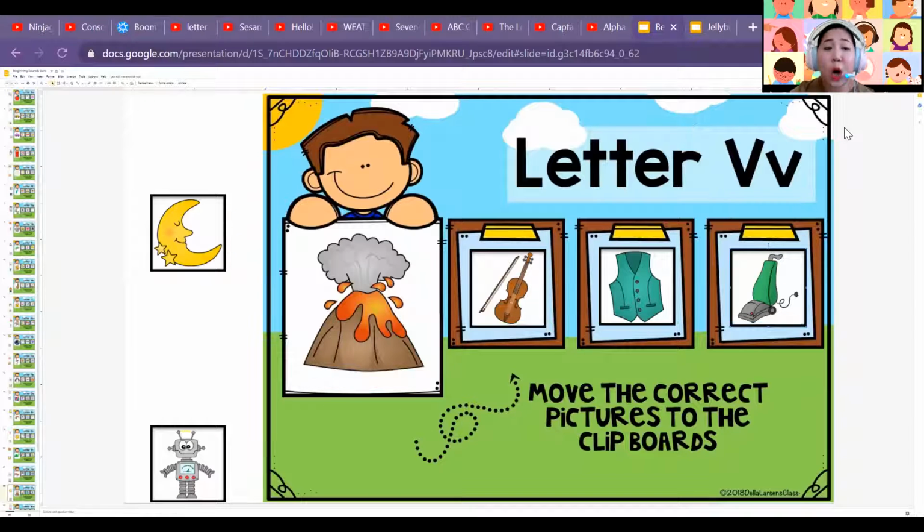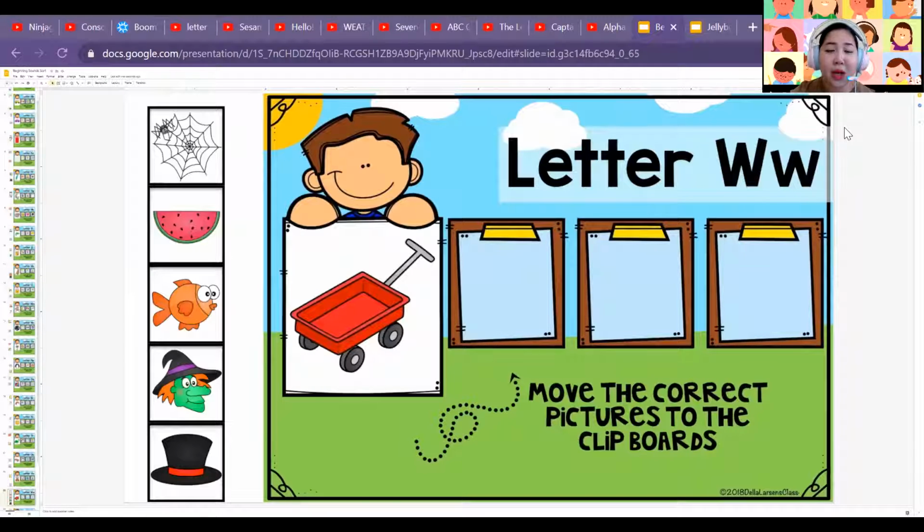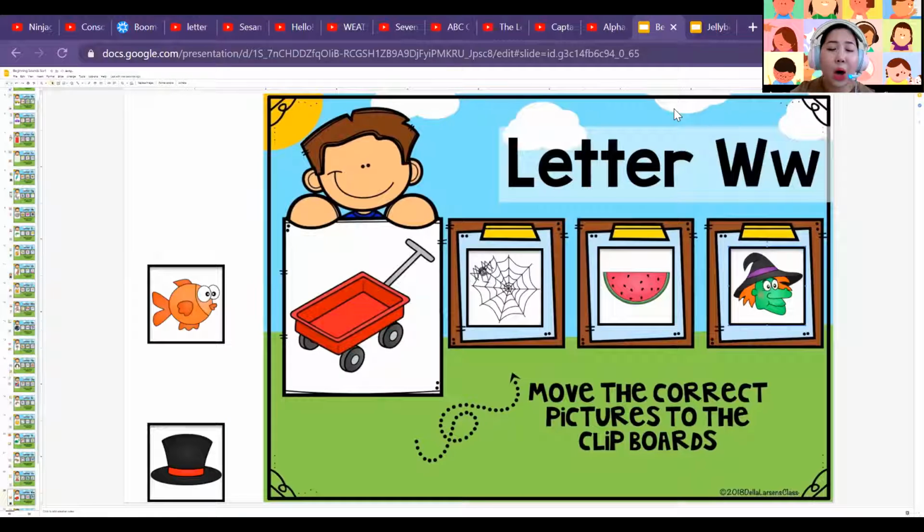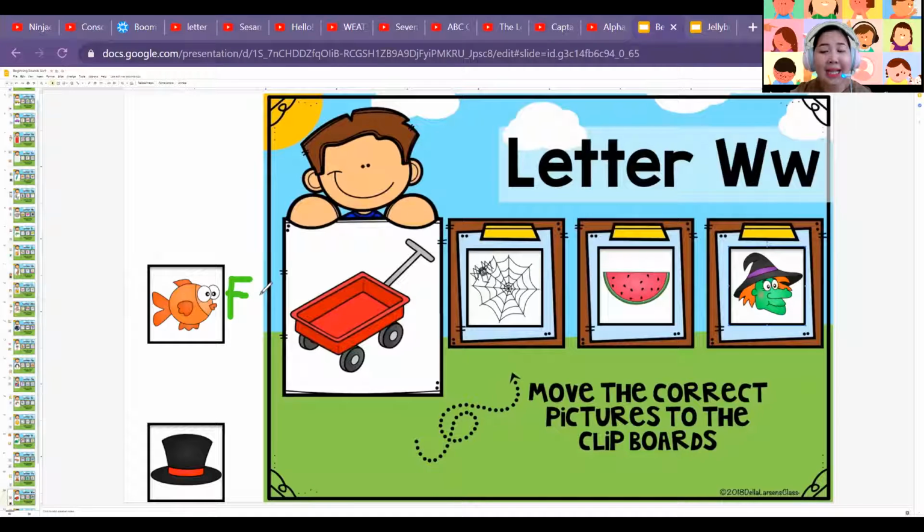After the letter V was our letter friend last week. It was the letter W. And the sound of W is wah, just like wagon. We also have W for web, W for watermelon, and letter W for witch. How about fish? Fish does not begin with the letter W, but it begins with the letter F. How about hat? Hat begins with the letter H.